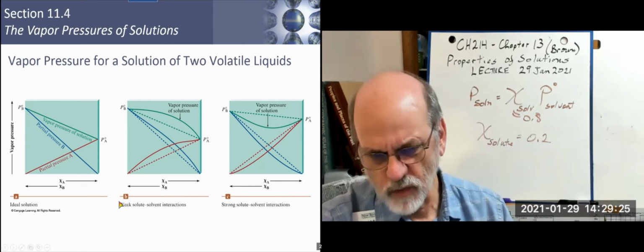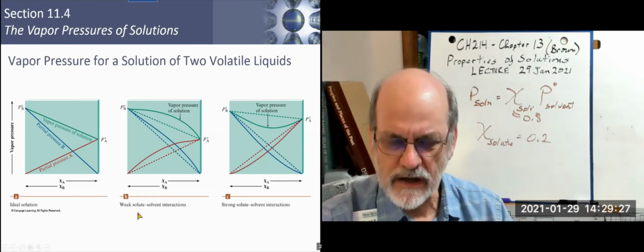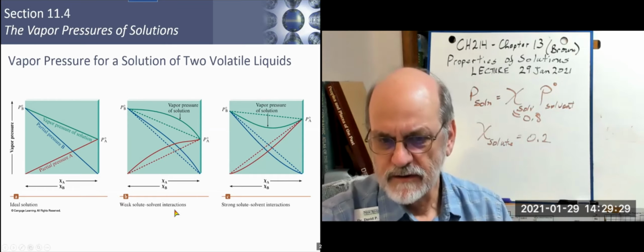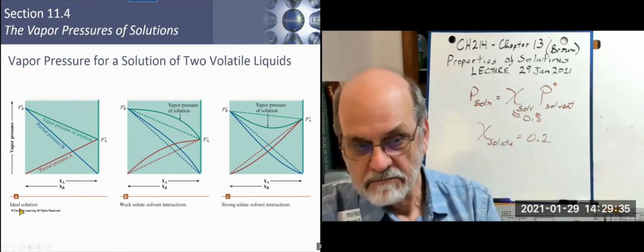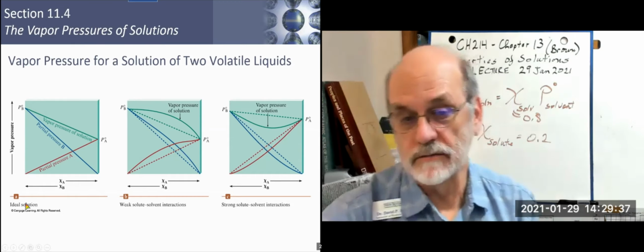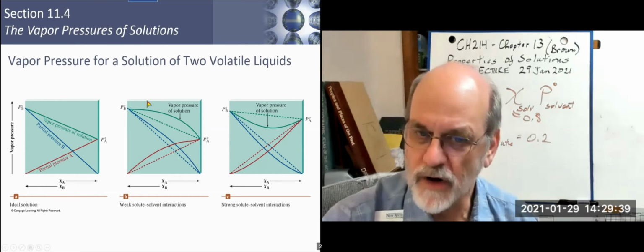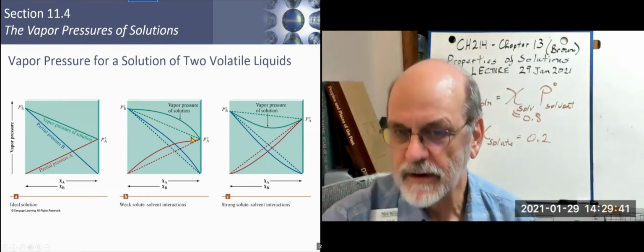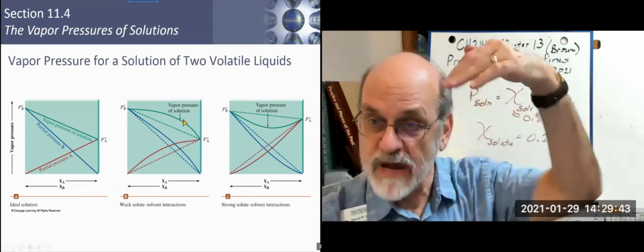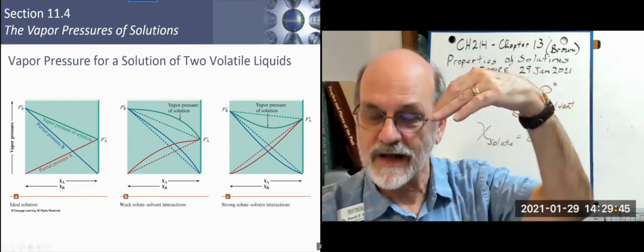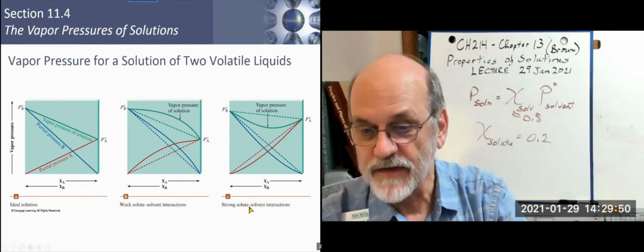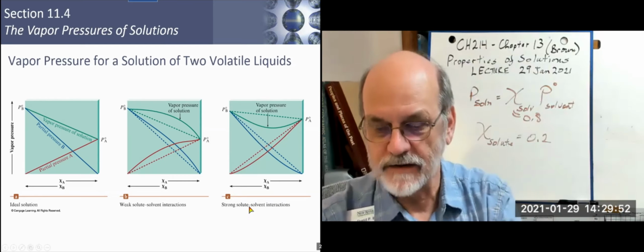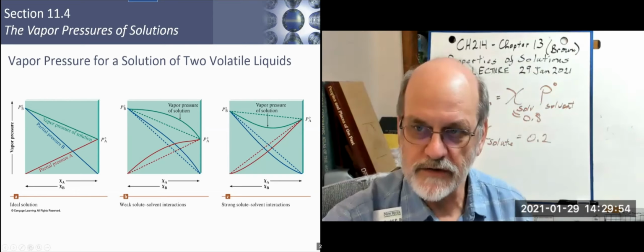Actually, that's a bad choice of words. We shouldn't say weak. We should say repulsive interactions. If it's truly weak interactions or no interaction, then you should get an ideal solution. But if they repel one another, you should get that bulge up, and you should have a higher measured pressure than the one you calculate. Or if it's lower than the one you calculate, you expect that there is a strong attractive force between the solute and the solvent.